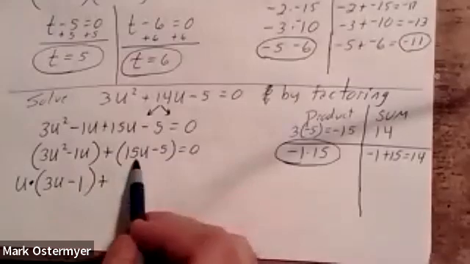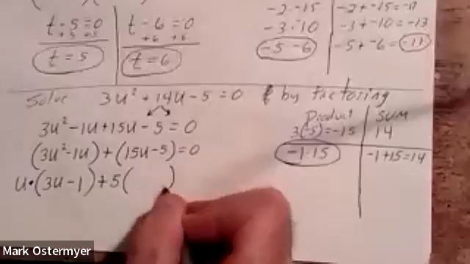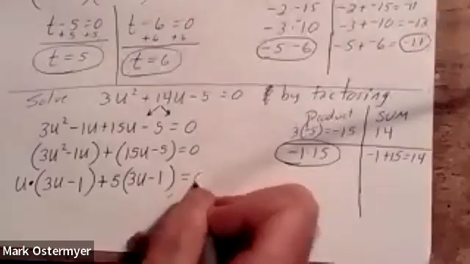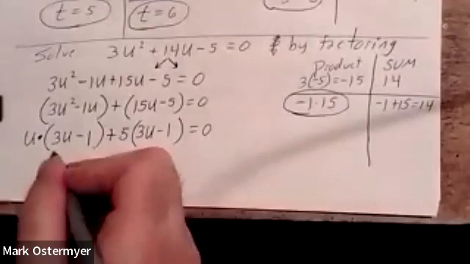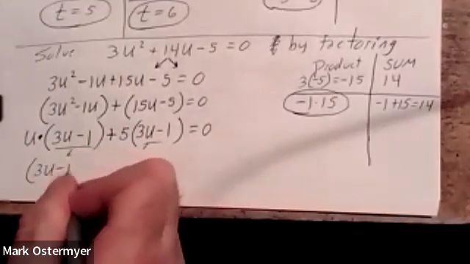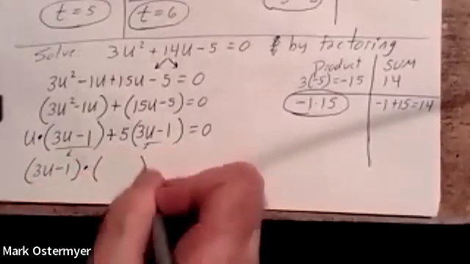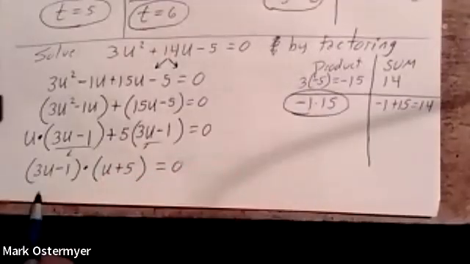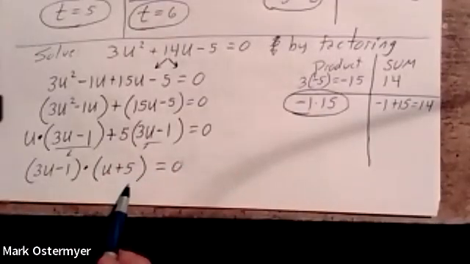What can I factor out of the last two terms? 5. And what had I better leave behind? I'll give you a hint. Do we leave this behind? Yeah. 3u minus 1. Good. Now we factor out the what? The common binomial factor of 3u minus 1. It gets factored out. Here it is. Times what remains after doing so? u plus 5. That left side has been completely and successfully factored.